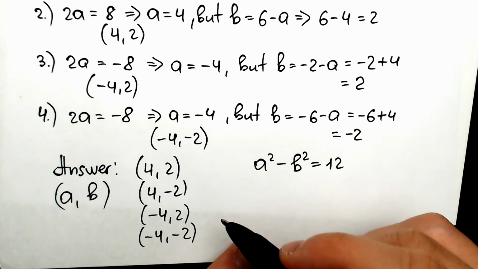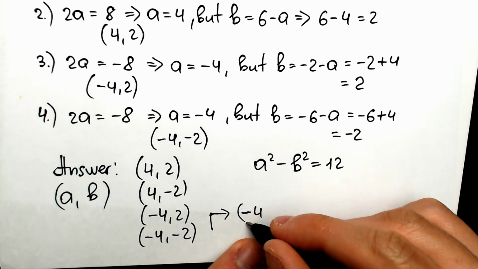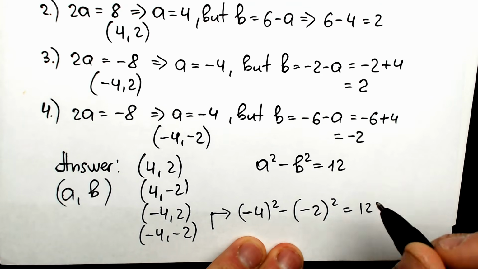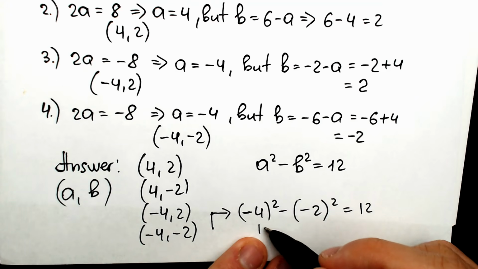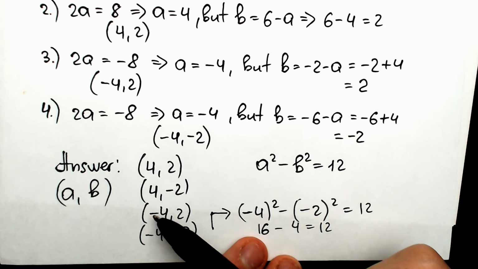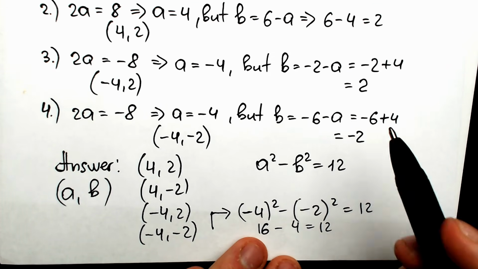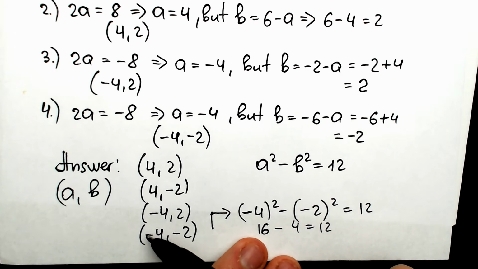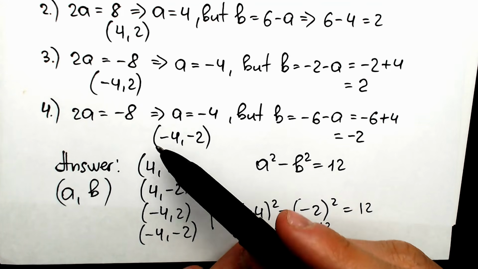For example, let's check real quick both negative right here. We have minus 4 squared minus 2 squared. When we raise these negative roots to the second power, we have positive. So we have 16 minus 4 equal to 12. That's why we need to mention that we also have our negative branch, negative roots, which are also really good. So right here 16 minus 4, 16 minus 4, and in the last case we have the same thing.